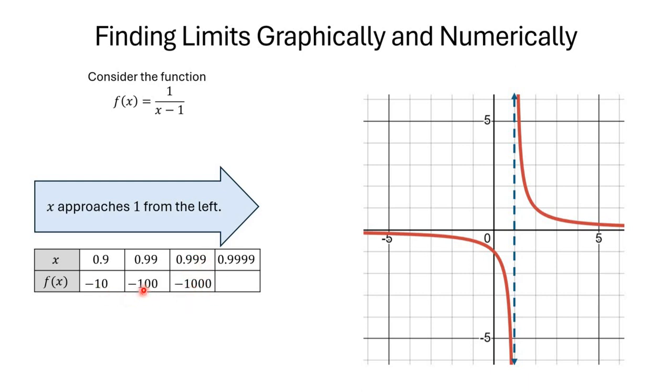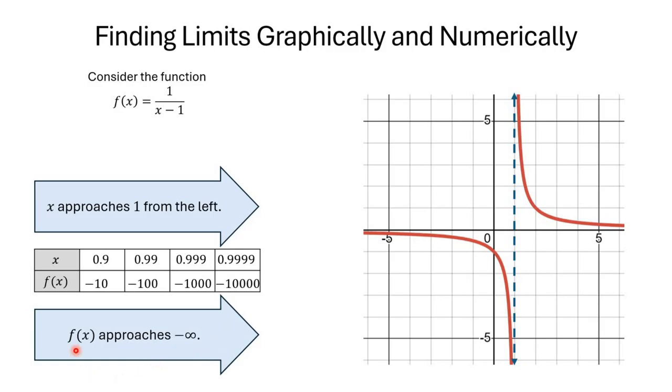So not only are they not converging on a specific number, but the distance between consecutive y values seems to be getting larger. The distance between negative 10 and negative 100 is 90, while the difference between negative 1,000 and negative 100 is 900. When I plug in 0.9999, I get negative 10,000. So the distance between consecutive y values is growing. So this is not converging on a single number. The y values just seem to be getting smaller and smaller and smaller. So this thing is unbounded as x approaches 1 from the left.